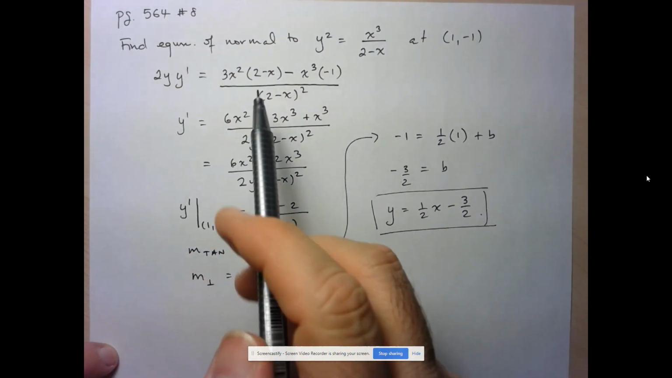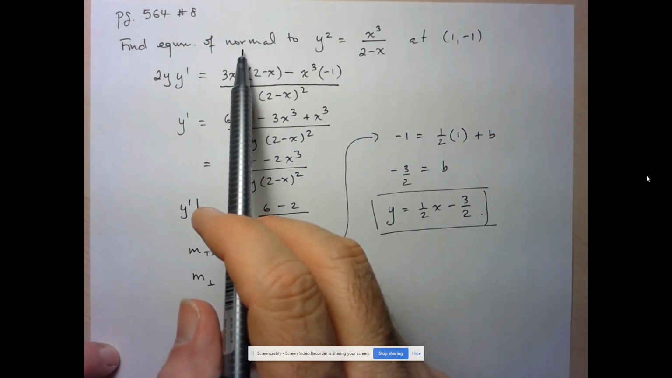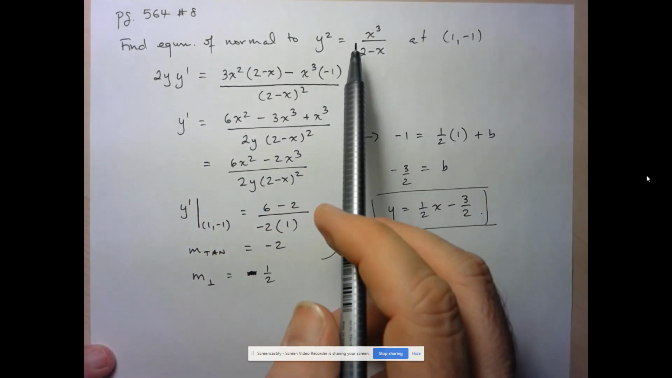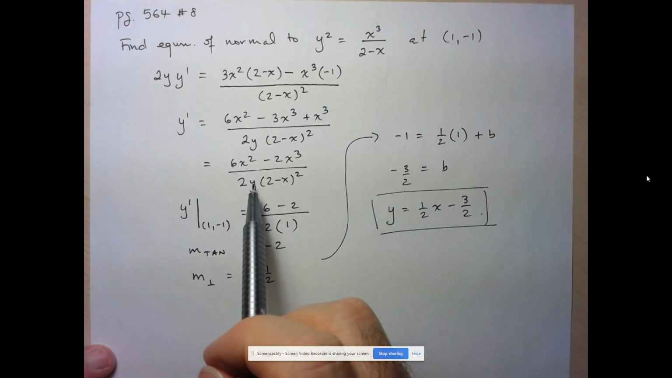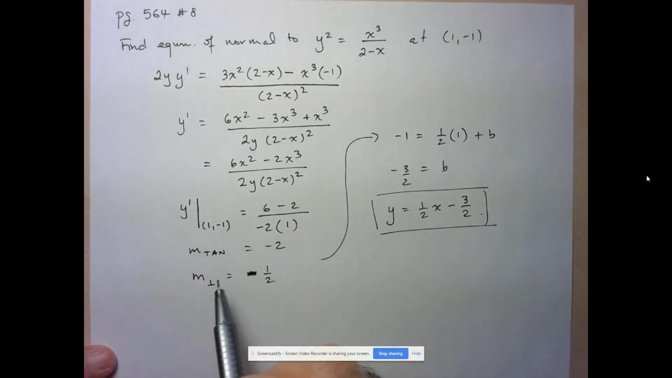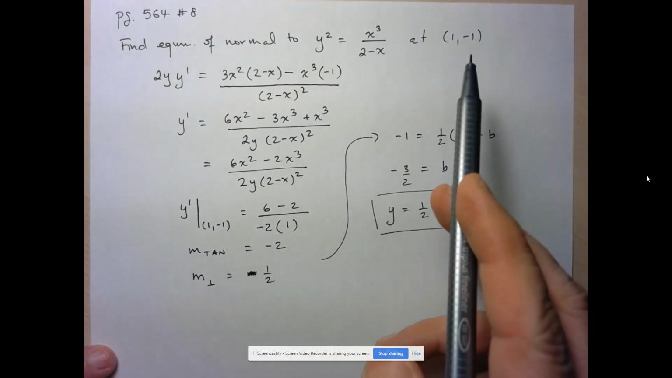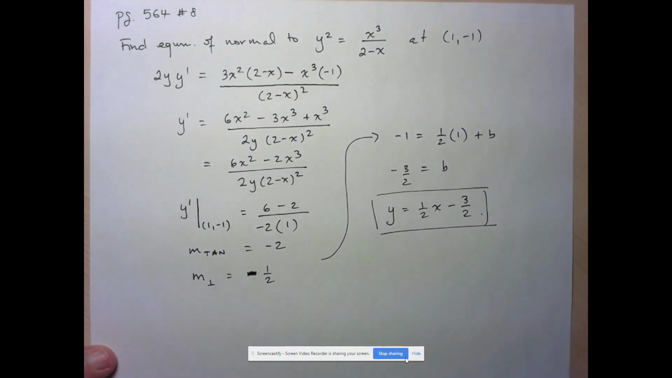Let's just recap. First of all, recall that a normal is just the line perpendicular to the tangent. So I'm still going to find the slope of the tangent line, and I do that by taking the derivative. In this case, I used implicit differentiation and found the slope of the tangent, but since I was looking for the slope of the normal, I took the negative reciprocal and then used that with the given point to find the equation of the line I was looking for. That's it for this one.